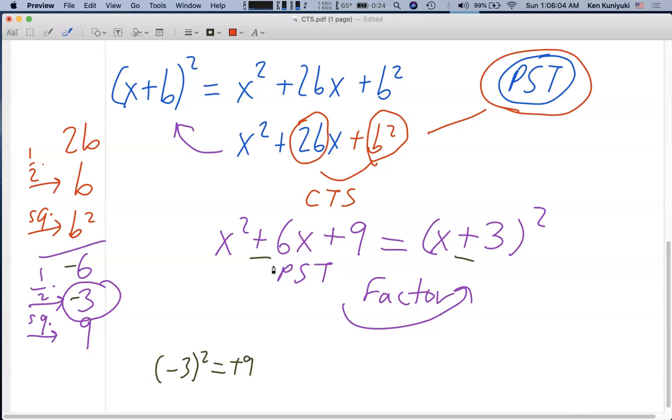So when you factor, remember that you take half of the coefficient on x, half of negative 6 would be negative 3, or you could take the square root of 9, where you take the corresponding sign over here. So you want the negative 3, not the positive 3. All right, that's how you CTS, and then factor.